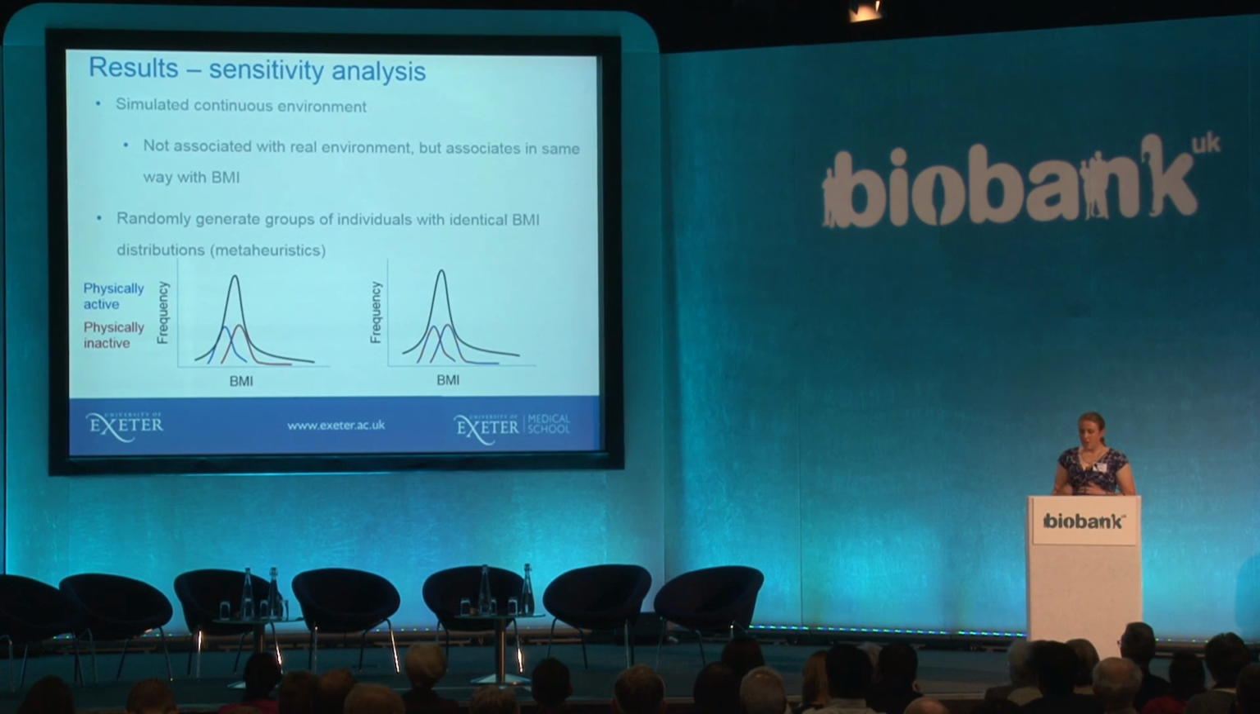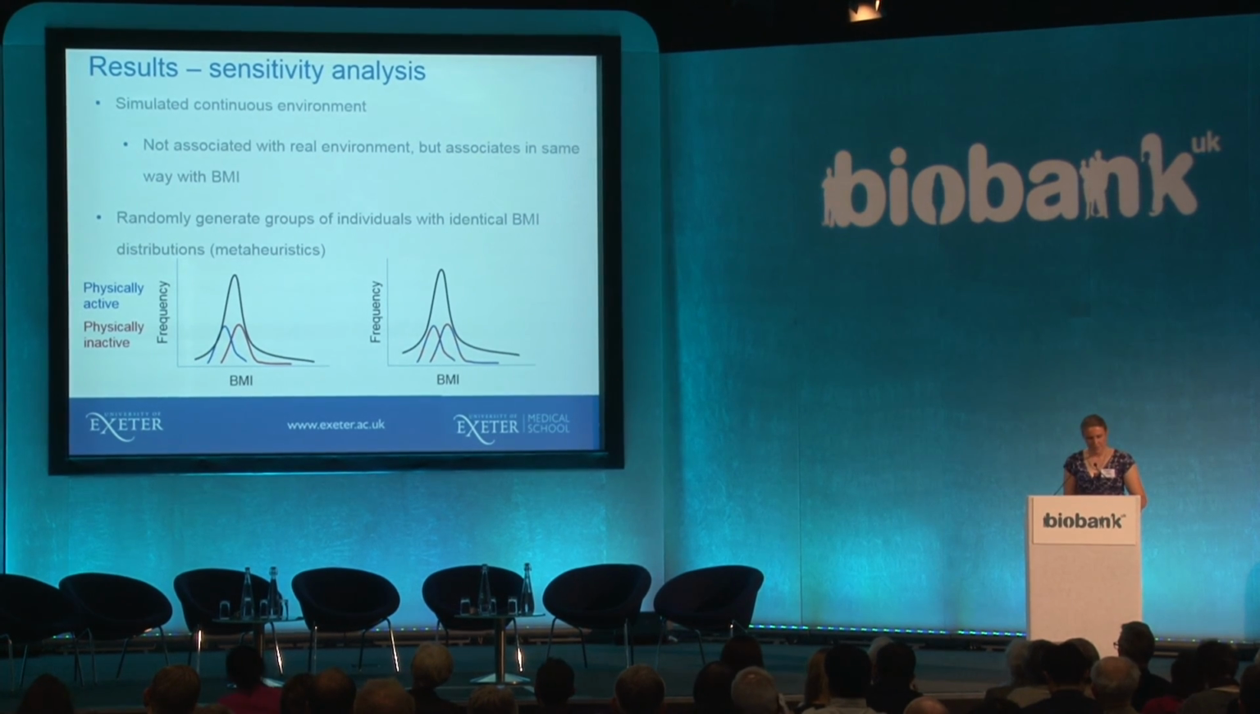Also, because of the size of the UK Biobank, we can actually use a meta-heuristic approach to identify groups of individuals with identical BMI distributions. So if we take those who are physically active and those that are physically inactive, we can then effectively select individuals from across either of those two groups so that we can just look to see the effect of the BMI distribution on the interaction effect.